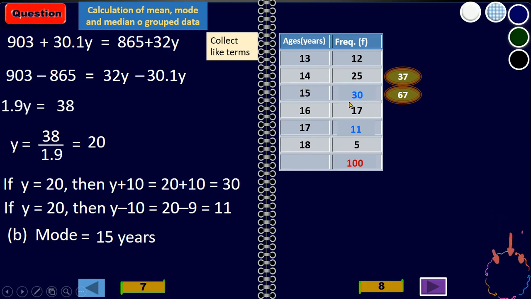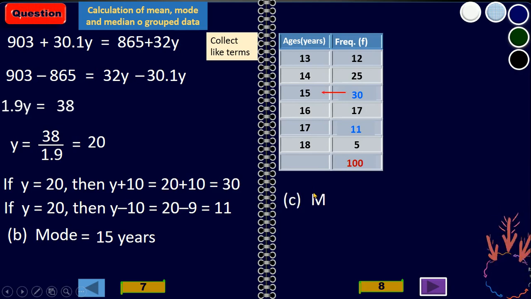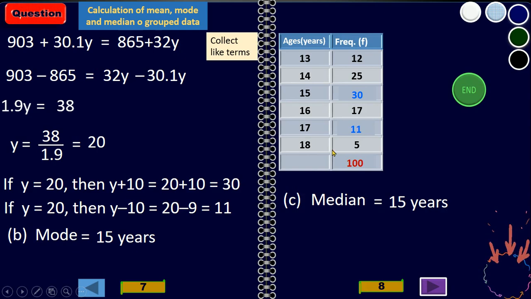So therefore, the median age for these students will be what? 50. So the median age will give us 30. So median will be equal to 15 years. The median will be equal to 15 years.